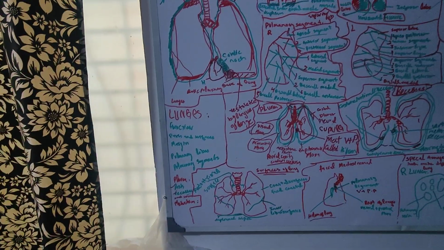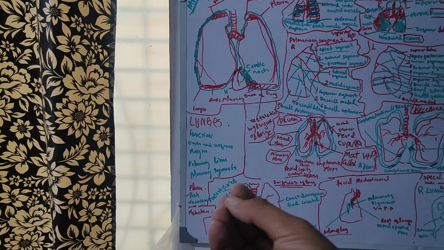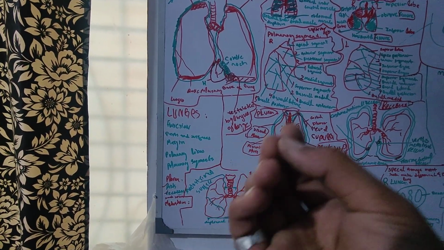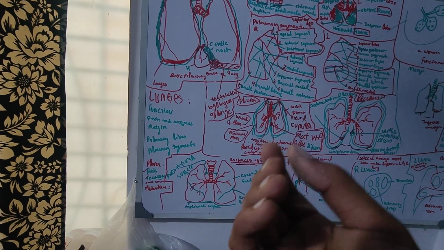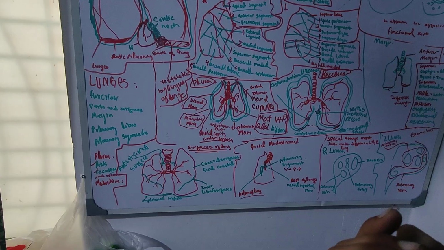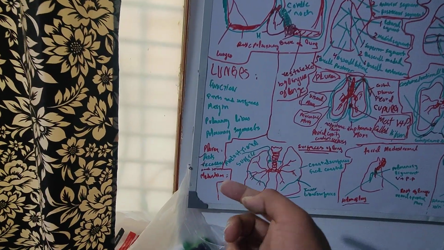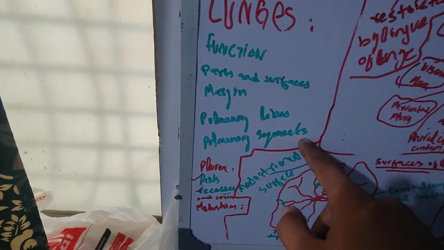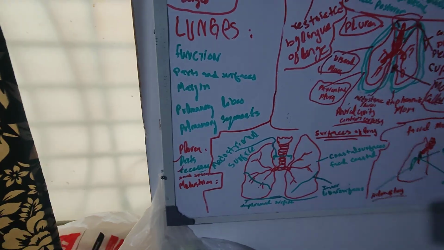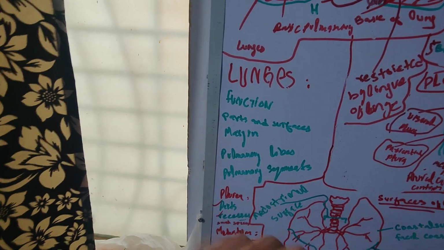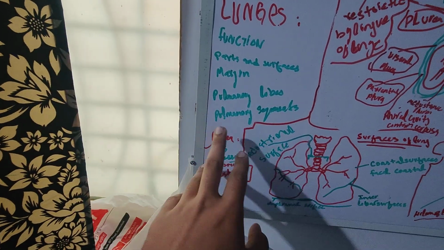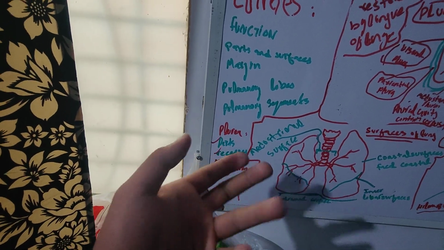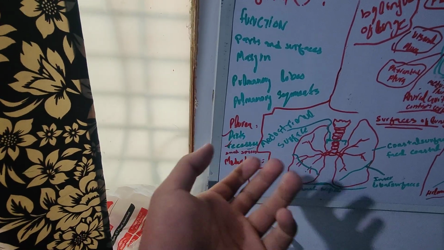First of all, we are going to discuss the functional part of the lungs. Then the parts and the surfaces. Then the margins. Then the pulmonary lobes. Then the pulmonary segments. Then we are going to discuss the pleura, its parts, and the recesses.